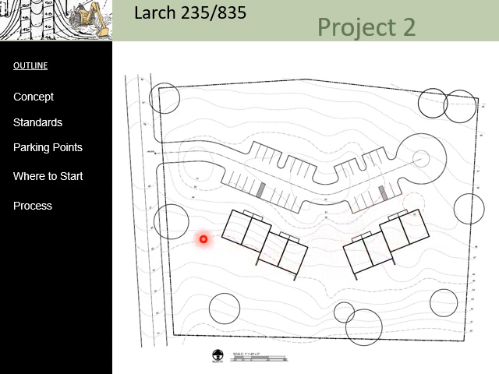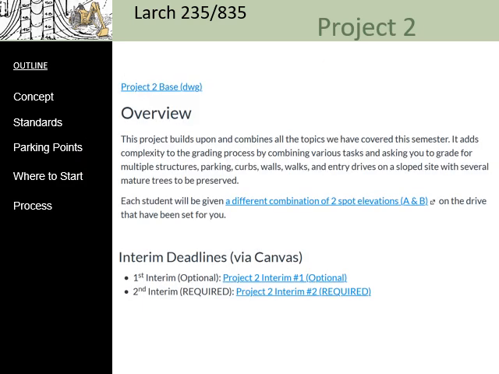So we're going to go through all of these points over here to get you started on this assignment. We're going to explain a lot of these points as we go along. Of course, in Canvas, you've got a DWG that you can download, basic idea of what you're going to be doing for this site. An important thing you need to realize is there are different combinations of spot elevations for points A and B on this site that each of you are going to use. We're going to explain that in greater detail as we go through these slides.